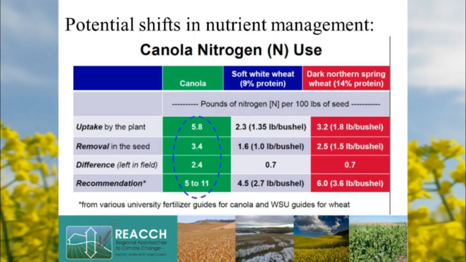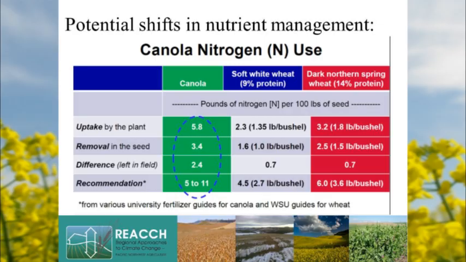And then I just wanted to also mention, you've probably heard about this, but introducing canola in your rotation is going to shift your nutrient management. We know that canola versus our dark northern spring wheat has a higher nitrogen requirement. So basically more nitrogen is needed to produce a given amount of grain than wheat. A lot of that has to do with canola being more dense in nitrogen and carbon, so you just don't produce as much volume or weight of grain as you do with wheat.